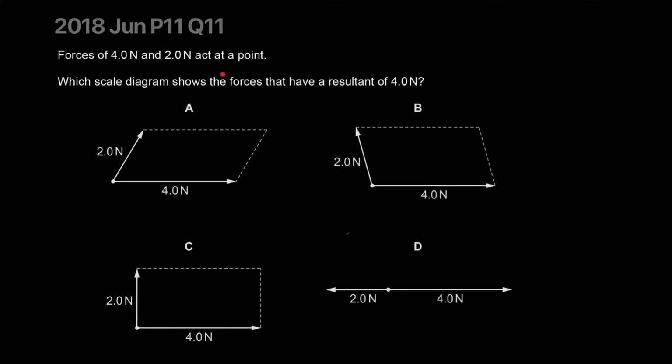Forces 4 newtons and 2 newtons act at a point. Which scale diagram shows the forces that have a resultant force of 4 newtons? So here's a simpler way of doing it if you are still confused with vectors. This is a top view of, let's say, a box, which is right here.